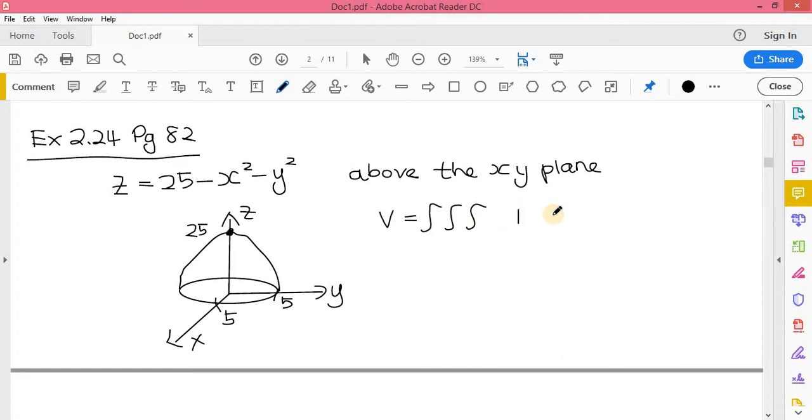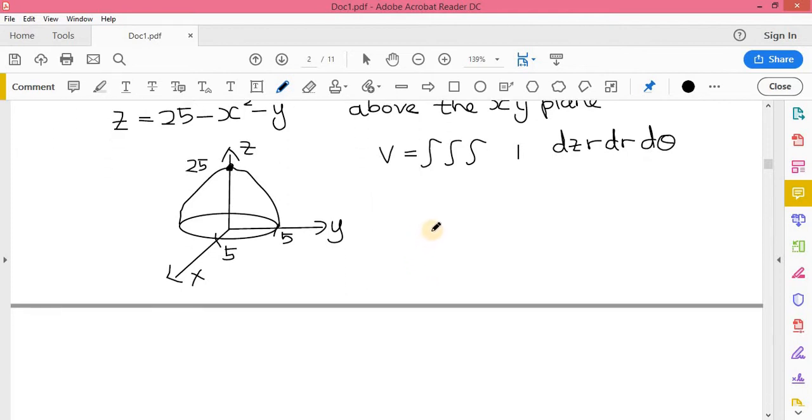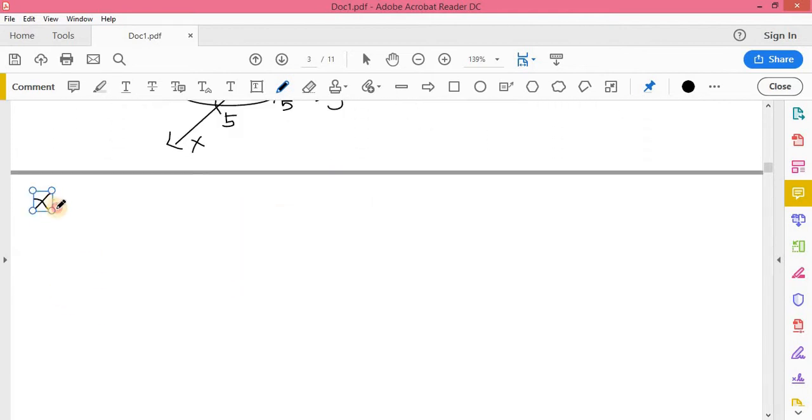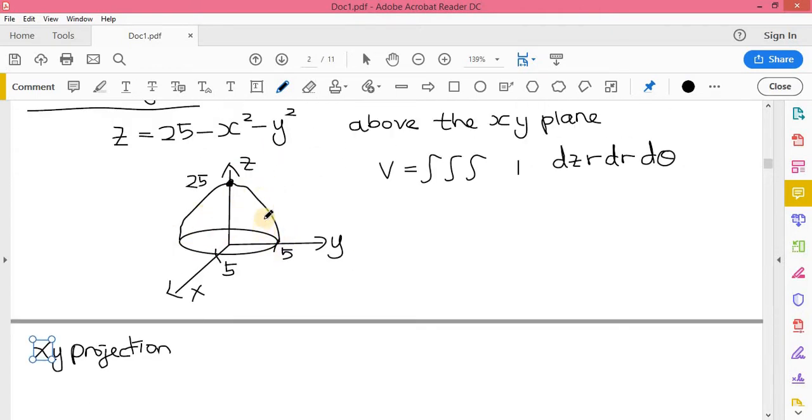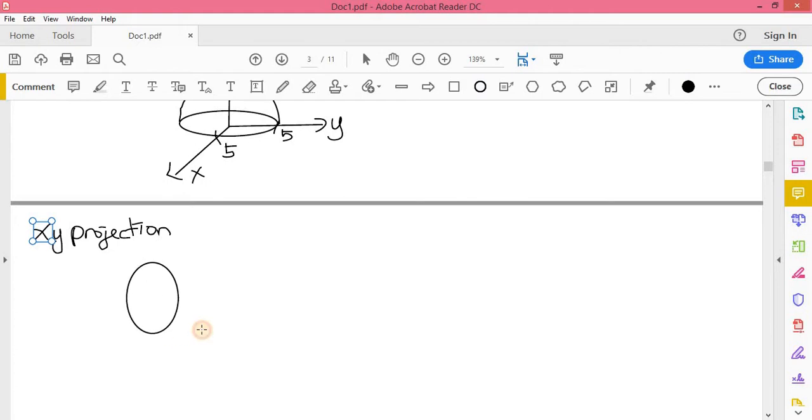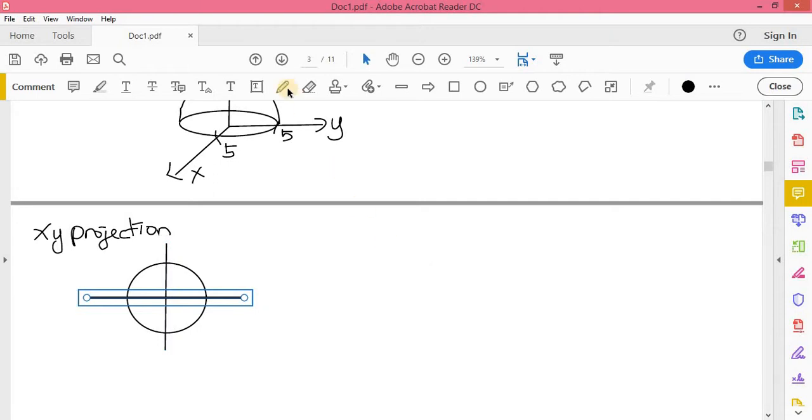So you have triple integrals and you have 1 here. You need to define the interval for z, for r, and also for theta. Here we will choose the xy projection like usual. When we view this 3D structure from the top, we can see a circle. So the xy projection will show us a circle actually. So you draw your circle, a complete circle, on the x and y plane.